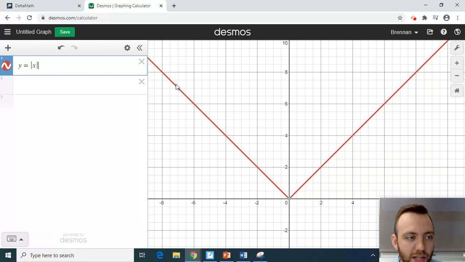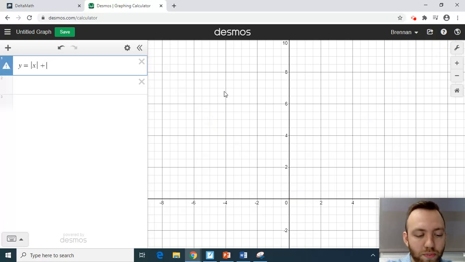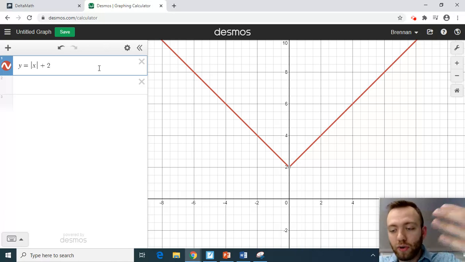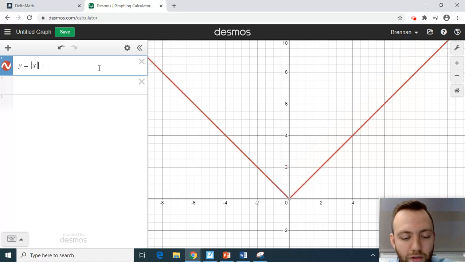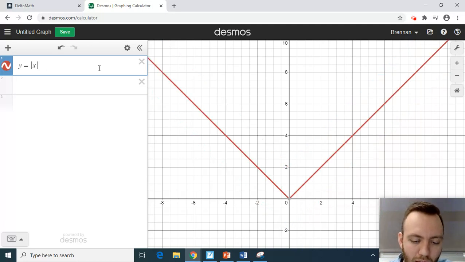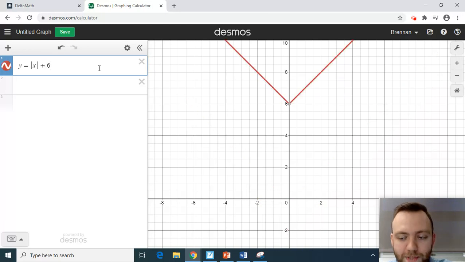And the same thing's going to happen, right? If we are on the outside of it, if we add 2, then we're going to go up 2. If we take any value we had and we just add 2 to it, we're going to move up 2 in the y. Same thing with the negatives. If I were to subtract 2, we're going to go down 2. Add 6, we're going to go up 6. So kind of same deal, right?